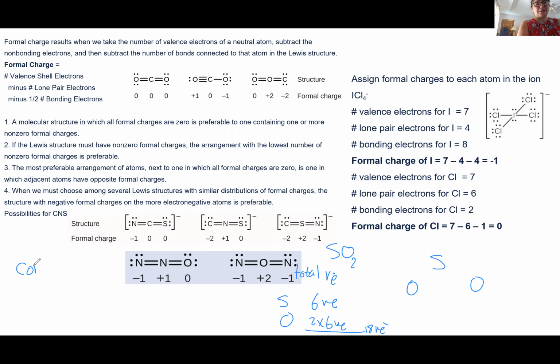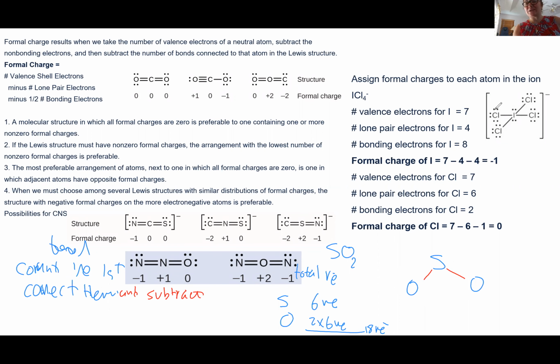Count how many valence electrons first, total. I have 18. Step 2, use electrons to connect them. I use simple terms: connect and subtract. What should I subtract? How many electrons did I use to connect?